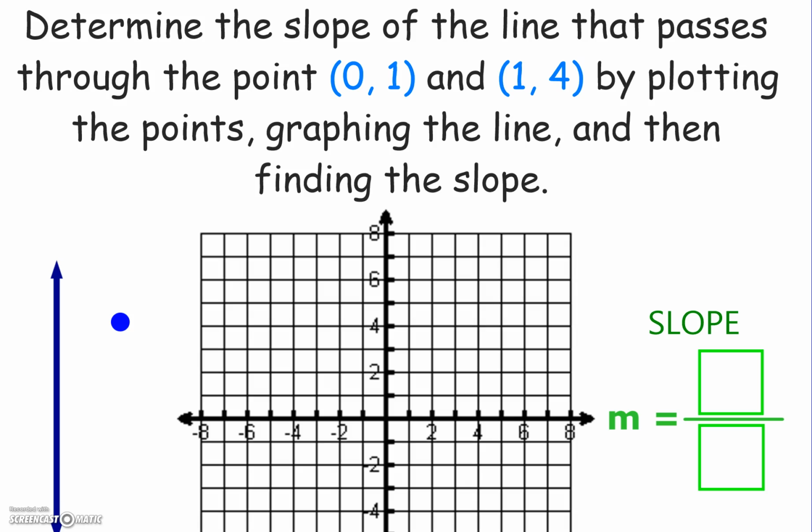So our first example says, determine the slope of the line that passes through the points (0, 1) and (1, 4) by plotting the points, graphing the line, and then finding the slope. So we're going to plot this point, (0, 1). I'm not going to go left or right, but I am going to go up 1. And there is my point. Then I have (1, 4), so I'm going to go over to the right 1 and up 4 because they're both positive. Once that is done, I can connect my dots.